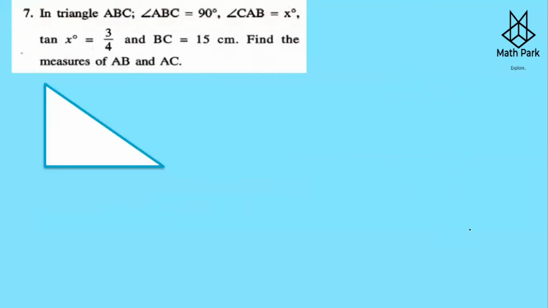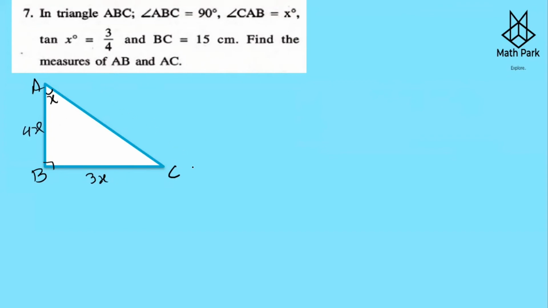For question number 7, in the triangle ABC, angle B is 90 degrees. So this is B is 90 degrees. This is your A and this is your C. You are given angle CAB is equal to X. So this is X given over here. Tan X is 3 by 4. So tan X is opposite by adjacent. So this is 3x and this is 4x. And BC is given as 15. Find the measures of AB and AC.